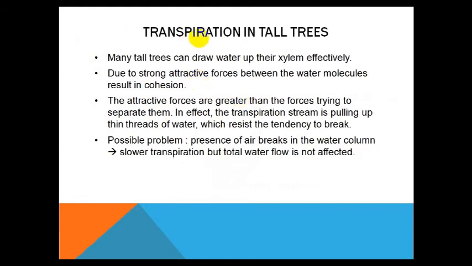So how does transpiration in tall trees happen? Many tall trees can draw water up their xylem effectively. This is due to strong attractive forces between the water molecules, resulting in cohesion. Cohesion is the sticking together of water molecules while they are moving up the xylem vessels. This attractive force is greater than the force trying to separate them. In effect, the transpiration stream is pulling up thin threads of water which resist the tendency to break.